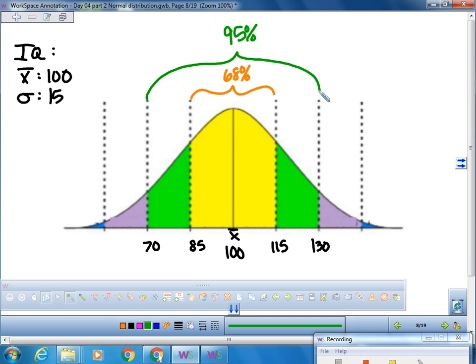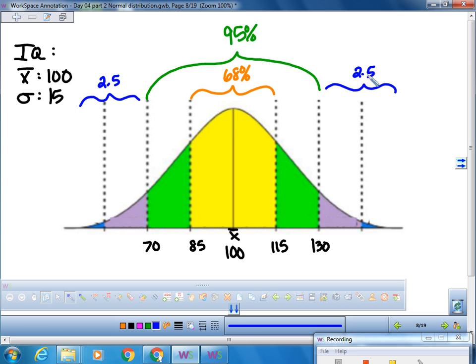Okay. So can you figure out the rest of it? So what's the rest of it? 100%. So how much is left? 5. Right? There's 5% left over. So how much is going to be in the tails? How much have we taken up so far? 95. How much is left over? 5%. So how much is in the tail? We've got 2.5 on this tail, right? 2.5 on this tail, and 2.5 on this tail.